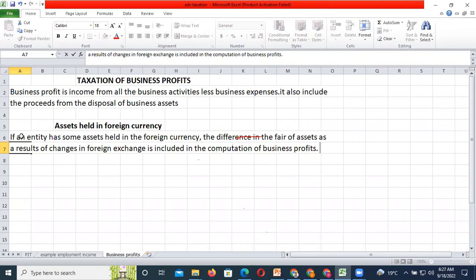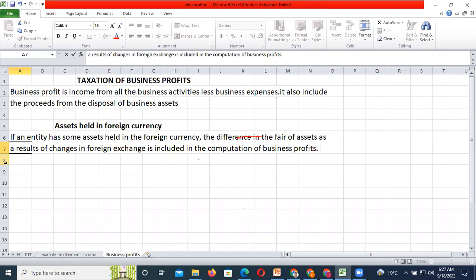So what we are looking at here is that if, for example, a business has some assets which are held in foreign currency, of course, the currency at the beginning and the currency at the end of the year may be different. So you either have a profit or loss on the translation. So that difference in the fair value as a result of the difference in the exchange at the beginning and the exchange at the end is considered in the computation of business profit.